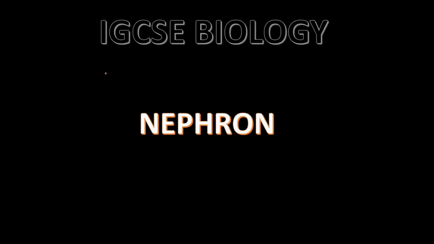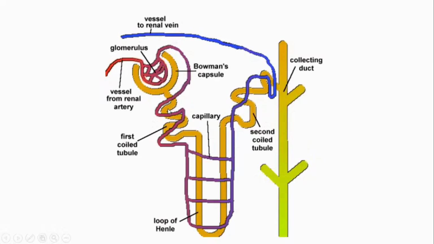Everyone, today we have taken a very interesting topic of IGCSE, which is a part of the chapter excretion, and we will be explaining the structure of the nephron today. So let's just see how important the nephron is. We very well know that the nephron is the structural and functional unit of the kidney.